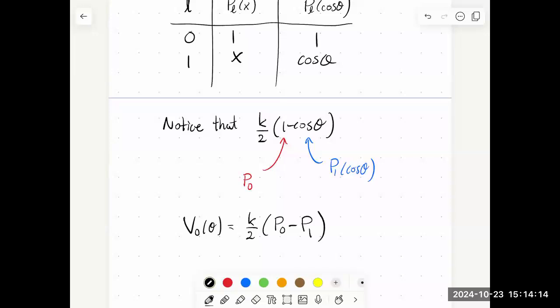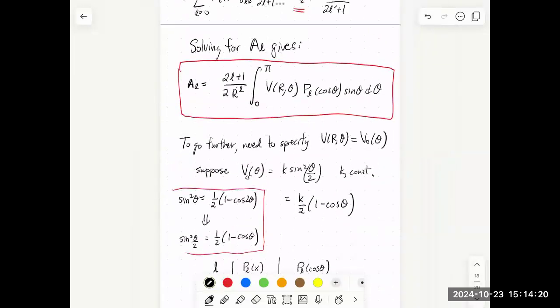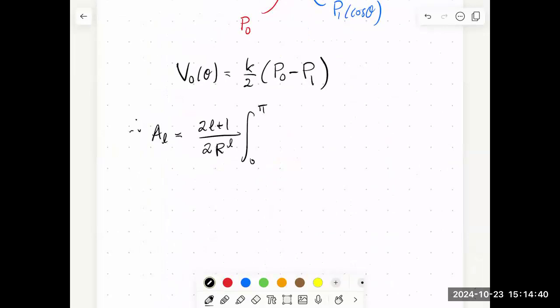Okay, well, all we're gonna do is put that into our A_L coefficient finder. So therefore, A_L, it was a long expression, right? There's a 2L plus 1 divided by 2R to the L, integral from 0 to pi, and then it was our potential. So our potential is K over 2, P0 minus P1, and then it was P_L sine theta d theta.